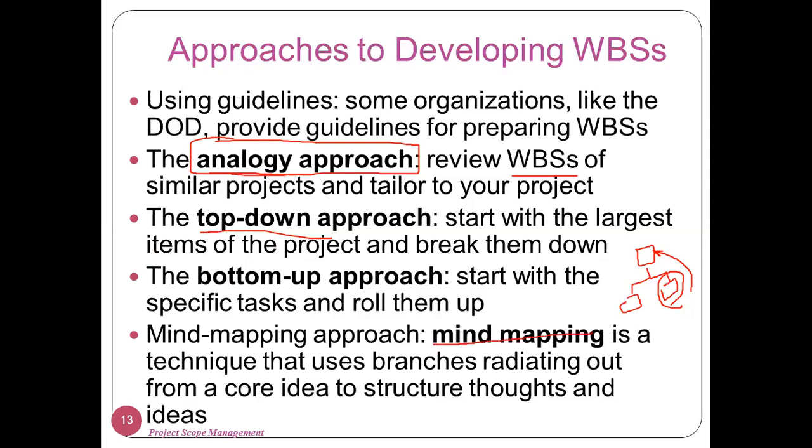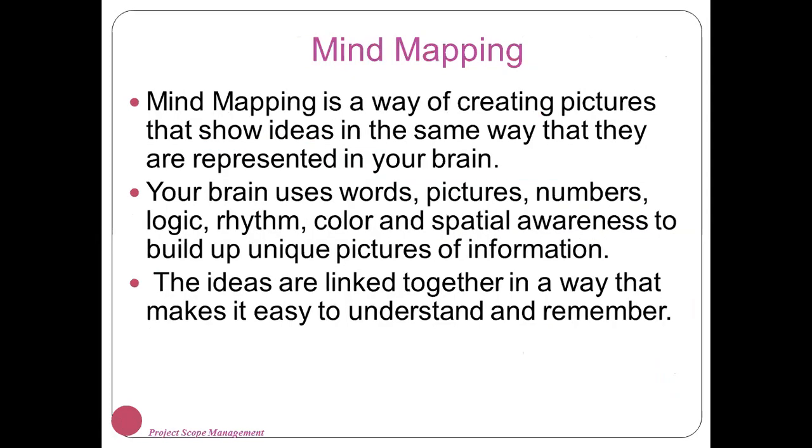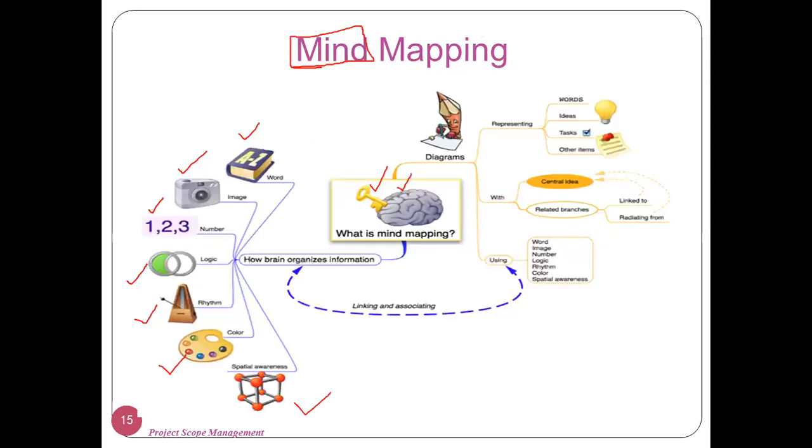When it comes to the mind mapping approach, mind mapping is a brainstorming kind of thing. Whatever comes into your mind, you just have to draw arrows outside the main idea, whatsoever the main project idea is, and you have to draw it sideways. So that would be your mind mapping. Then we discussed mind mapping in detail. We discussed that mind mapping can be helpful with the help of words, pictures, numbers, music, logic, colors, spatial awareness. We've discussed this diagram also.